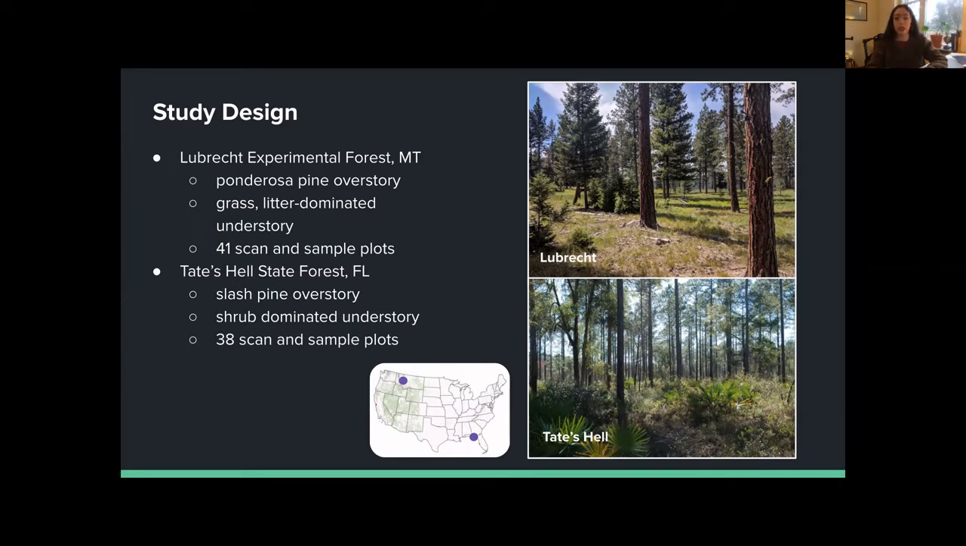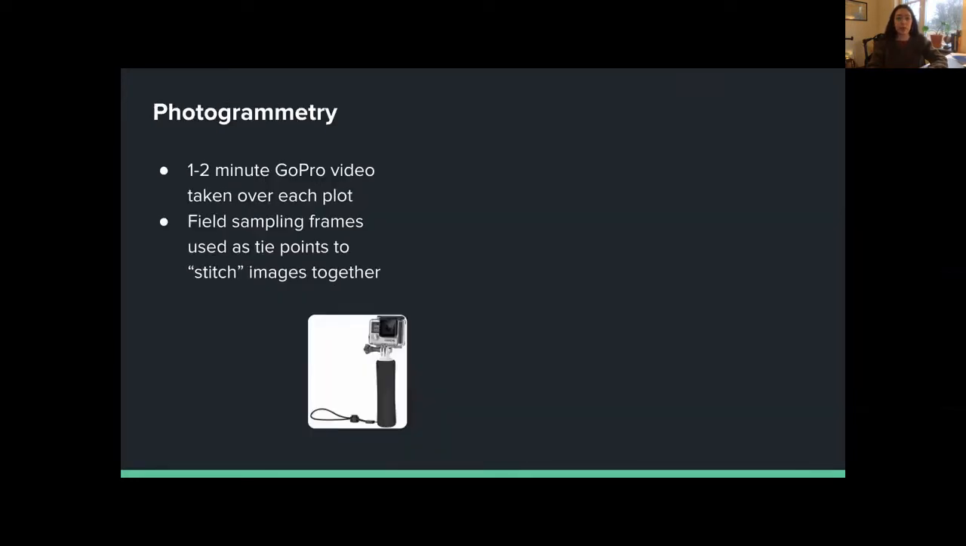Both of our sites were these open pine overstories, as you can see in the photos on the right. That's Lubrecht at the top and Tate's Hell on the bottom. But they had fairly different understories. Lubrecht is really more grass and timber litter dominated, while Tate's Hell is really dominated by these large shrubs. So it was also a cool opportunity to compare how this close range photogrammetry performs in different forest and different vegetation types.